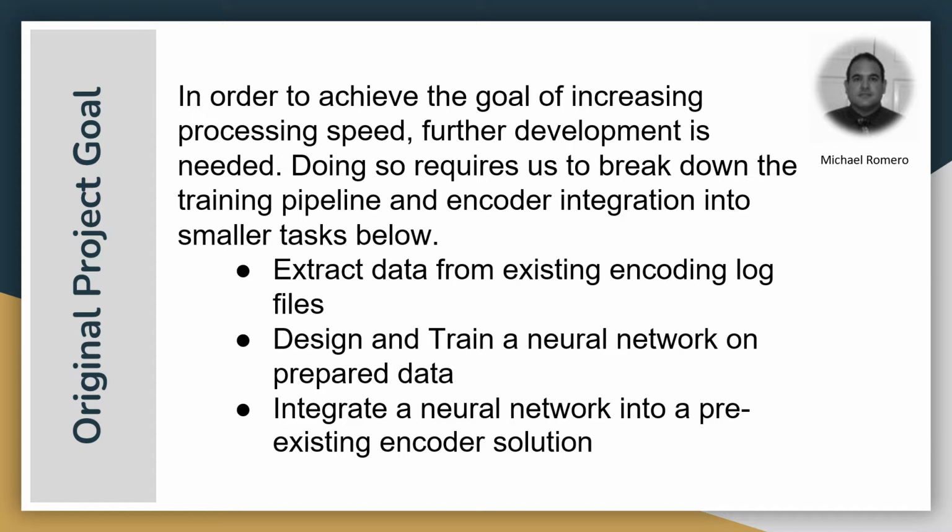In order to achieve the goal of increasing processing speed, further development is needed. Doing so requires us to break down the training pipeline and encoder integration into smaller tasks. Those tasks were: extract data from existing encoding log files, design and train a neural network on prepared data, and integrate a neural network into pre-existing encoder solutions.